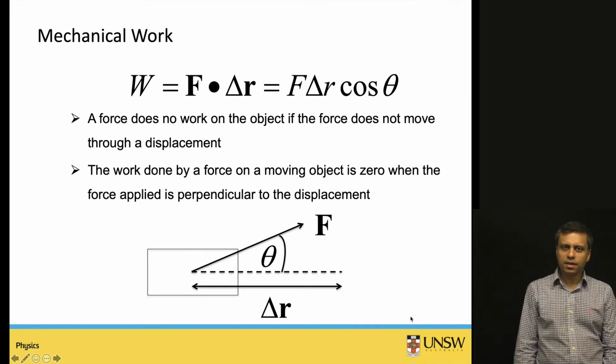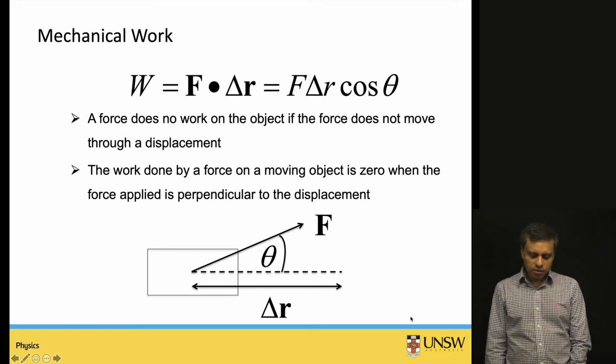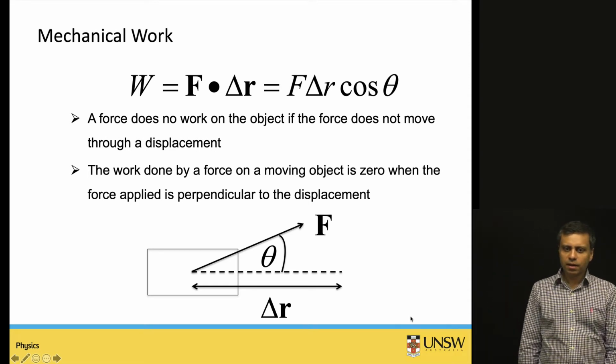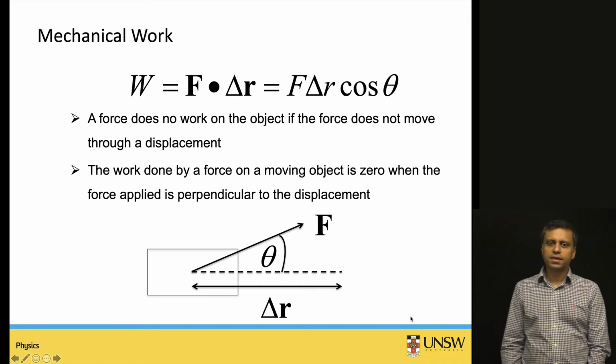An example is if I push on a wall and the wall does not move, then I am actually not doing any work on the wall. Also, if I apply the force perpendicular to the displacement, then there is no work done also. The work done is 0 because cosine of 90 degree gives you 0.